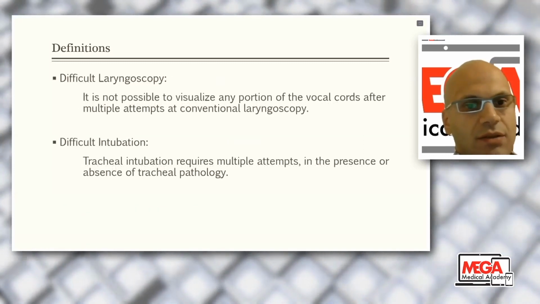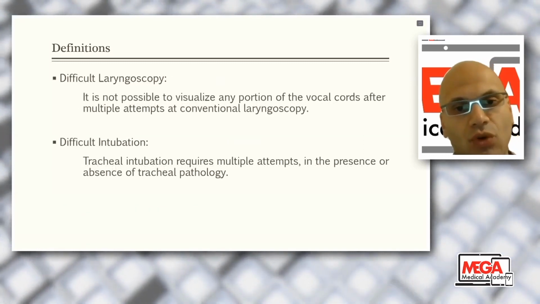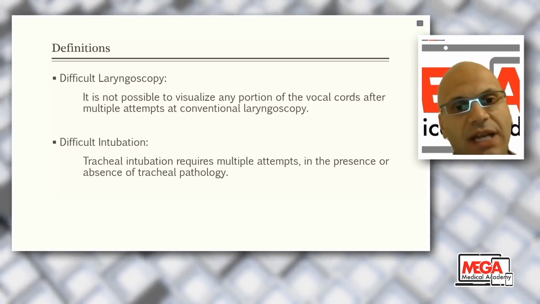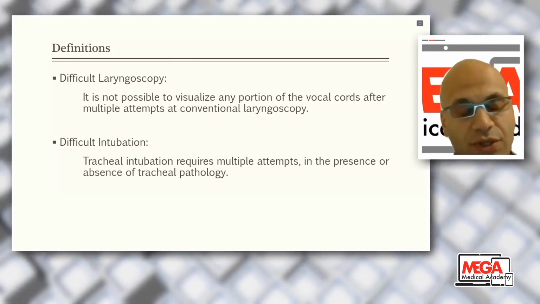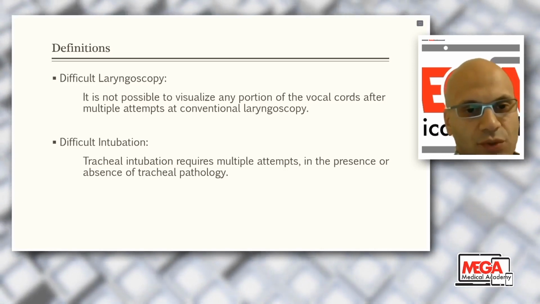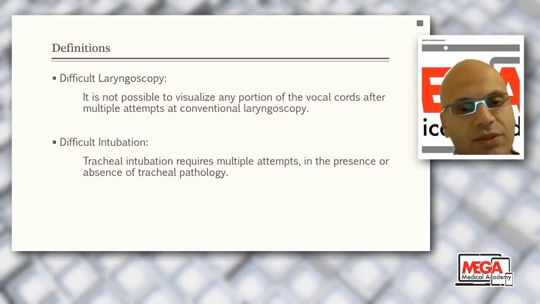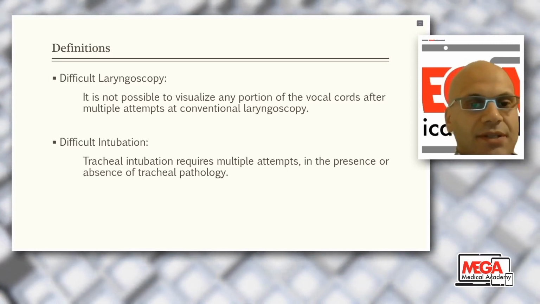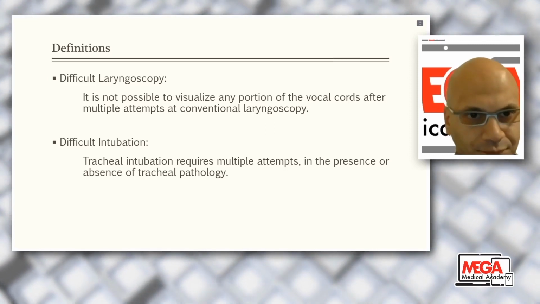Difficult laryngoscopy means it is not possible to visualize any portion of the vocal cords after multiple attempts by conventional direct laryngoscopy. Difficult intubation is difficulty or failure to do tracheal intubation, or tracheal intubation requiring multiple attempts, in the presence or absence of tracheal pathology.